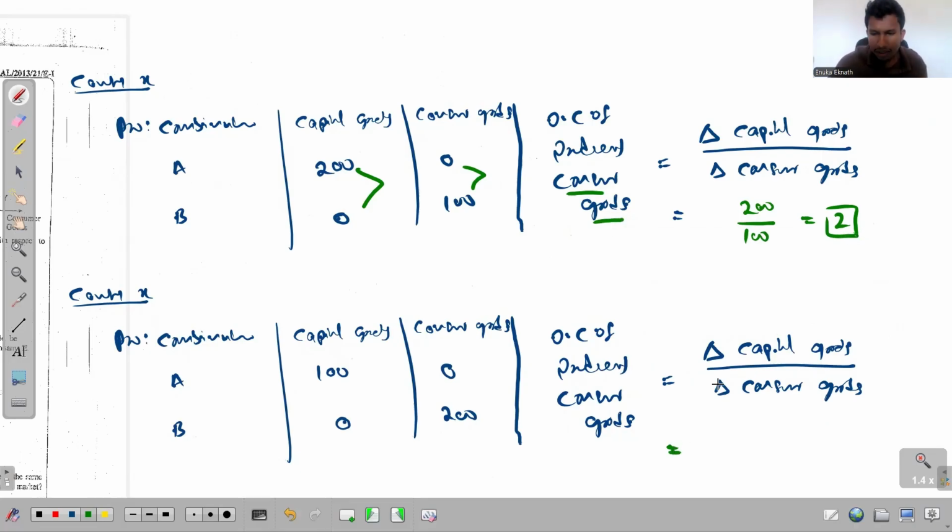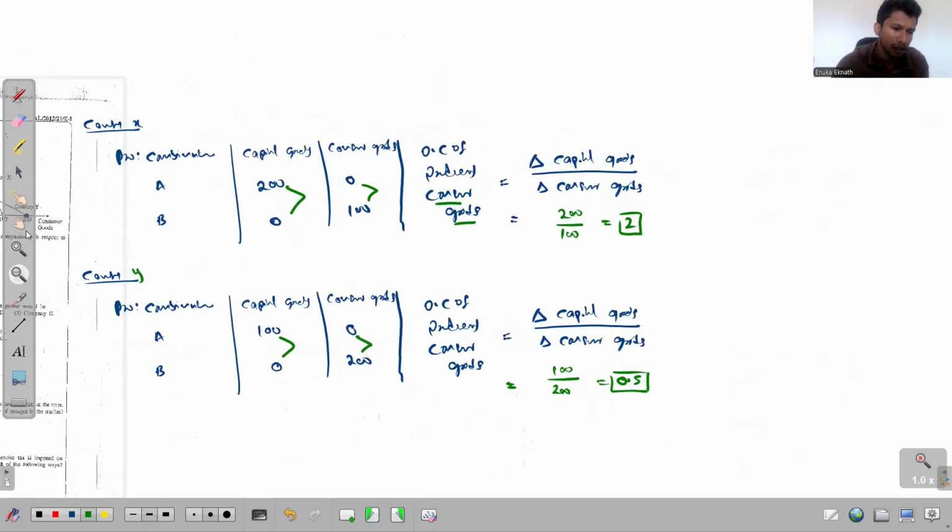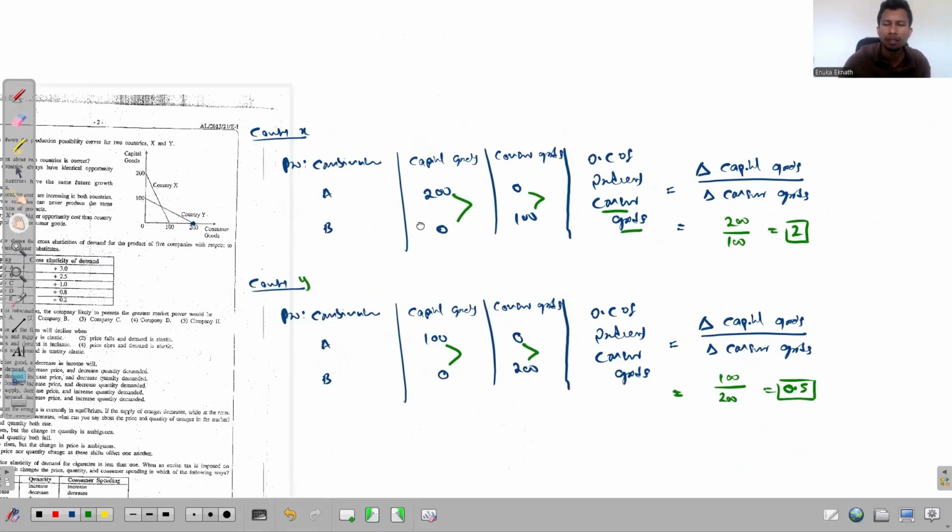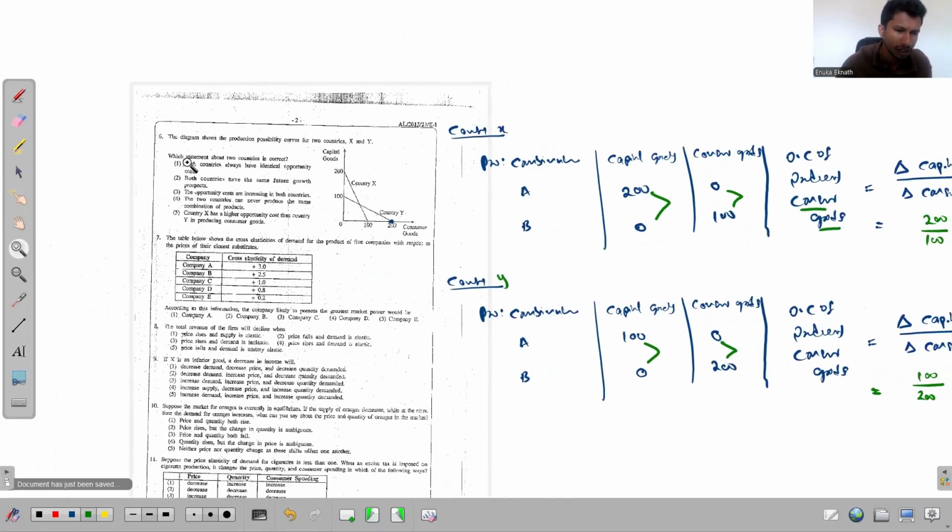In the same way, let's try to calculate the opportunity cost of producing a consumer good in country Y. This has to be country Y, right? So delta capital goods would be just 100, and delta consumer goods would be the difference between these two, and that's just 200. So the value will be 0.5, right? Answer is 0.5. All right. Now, since we have these two values, we can discuss every option given here.